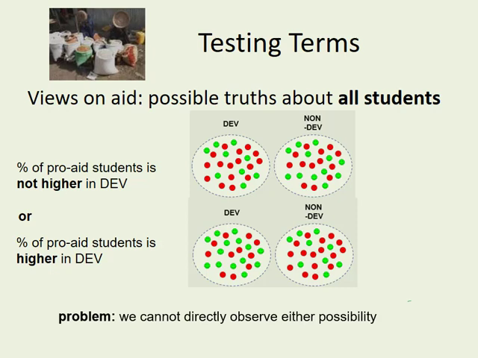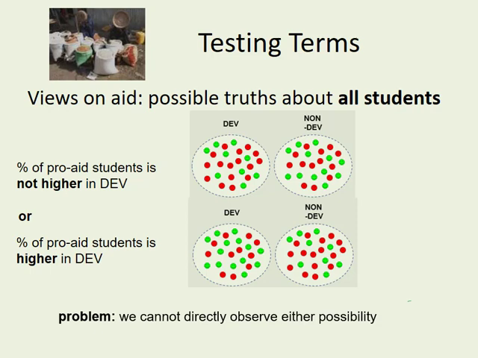Hello, this is part 2 of the Hypothesis Test 2 lecture in the QED module NDev. And we're explaining here that we have an example where we are sampling from a population of all students to find out which students on the whole support aid more, the dev students or the non-dev students.